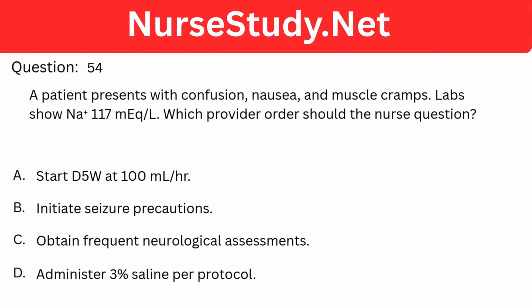Question 54. A patient presents with confusion, nausea, and muscle cramps. Labs show sodium 117 milliequivalents per liter. Which provider order should the nurse question? A. Start D5W at 100 milliliters per hour. B. Initiate seizure precautions. C. Obtain frequent neurological assessments. D. Administer 3% saline per protocol.